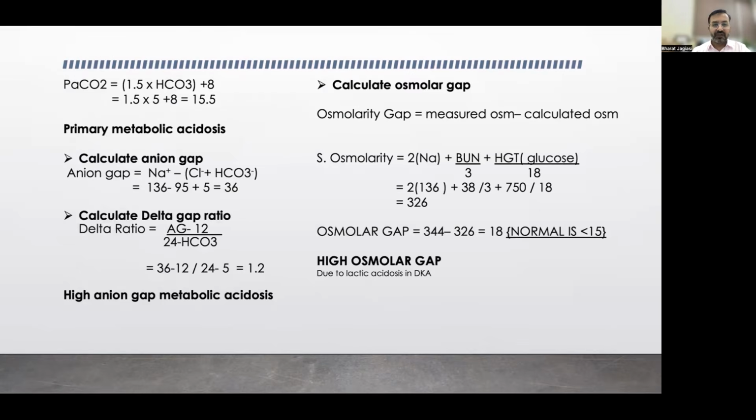Look for the compensation. Because it's a metabolic acidosis, there's a formula for the expected change in the bicarb. It's a primary metabolic acidosis. Now we'll be looking for the anion gap, which is around 36. It's a high anion gap. Also look for the delta ratio, which is 1.2. So this is a high anion gap metabolic acidosis. And looking into the osmolar gap, it's a high osmolar gap. So it gives us the diagnosis of diabetic ketoacidosis with lactic acidosis.